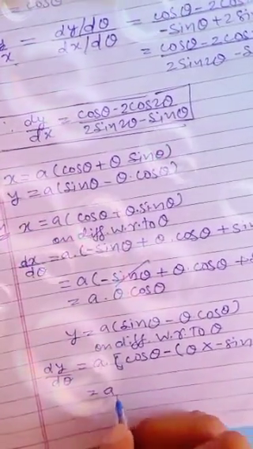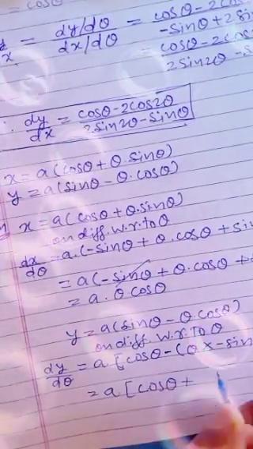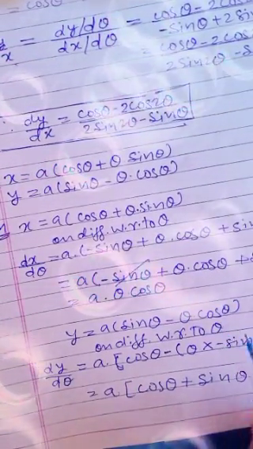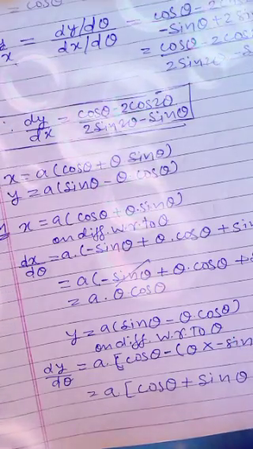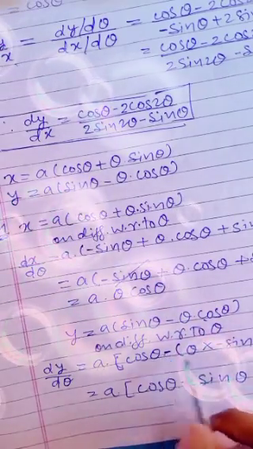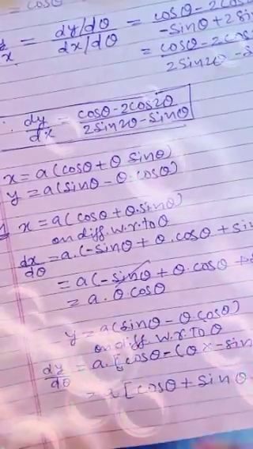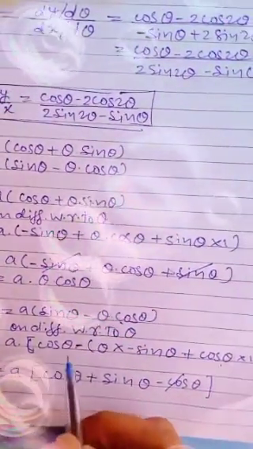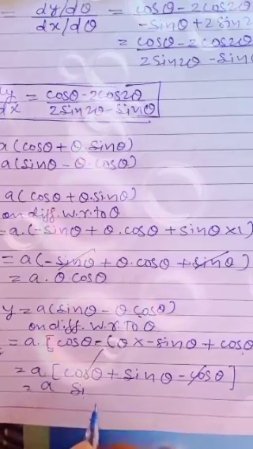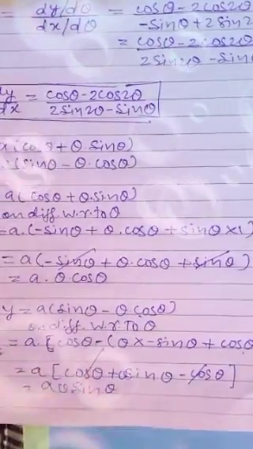Now what we will do: a multiplied by cos theta, open up the bracket, negative negative is positive, positive sin theta, and cos theta remains as it is and the differentiation of theta is 1. And this negative positive is negative cos theta in the bracket, so negative cos theta. This negative cos theta and positive cos theta will be cancelled. So what remains is a theta sin theta.